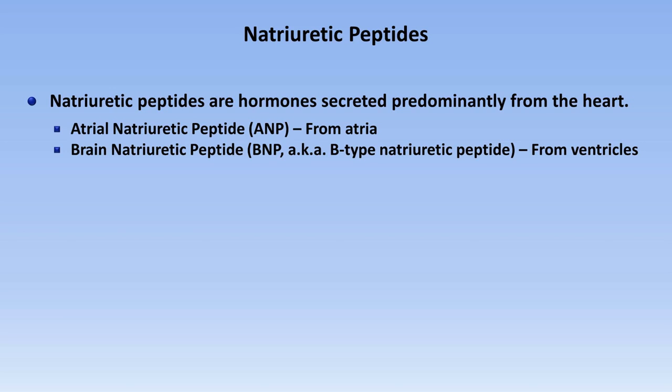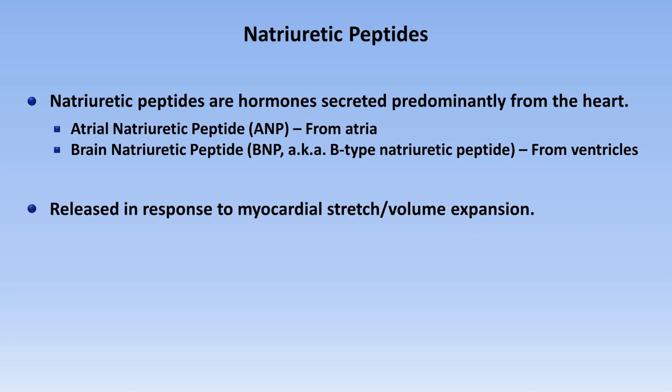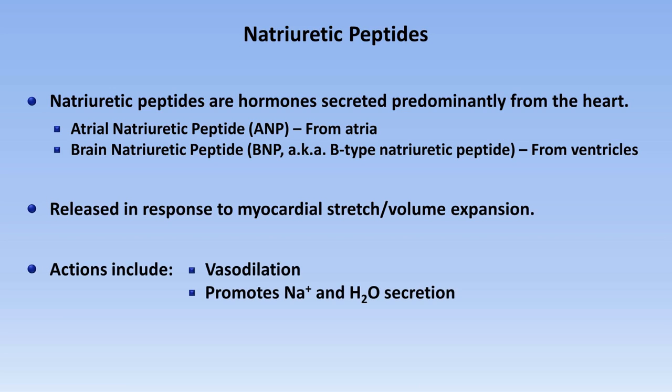It's called brain because that's the organ where it was originally identified, although subsequently it appears to be more important when secreted by the heart. In order to help avoid confusion regarding terminology, some people are now referring to BNP as B-type natriuretic peptide. Both ANP and BNP are released in response to myocardial stretch, which is usually the consequence of volume expansion. Their actions appear to be predominantly vasodilation, as well as promotion of sodium and water secretion. From their actions, they can be thought of as antagonists to the renin-angiotensin-aldosterone axis.